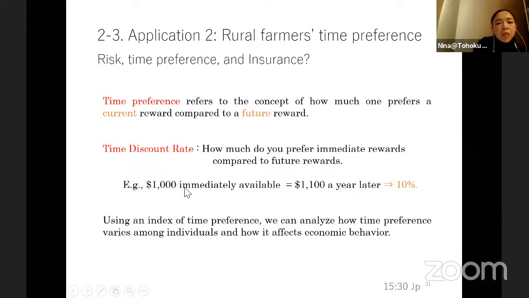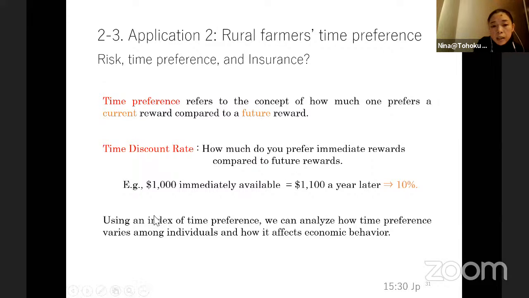For example, if you think $1,000 available now is equal to $1,100 a year later. So if they add $100 to $1,000, you can wait one year. If you think like that, your time discount rate is 10%. So the time discount rate is a concept of how much you can wait.